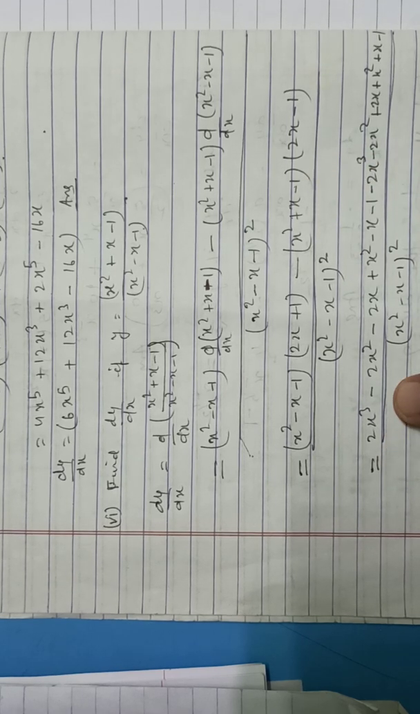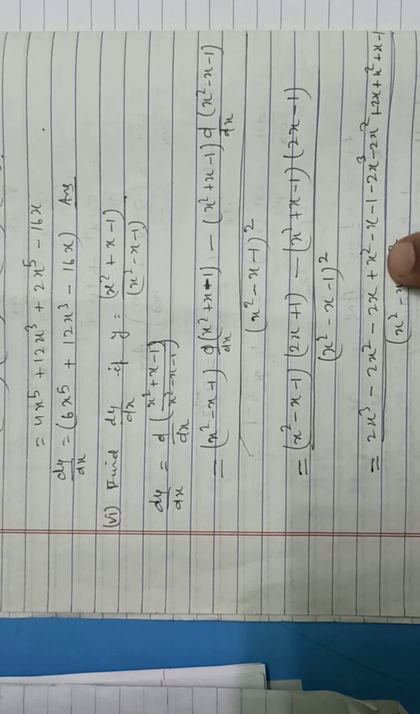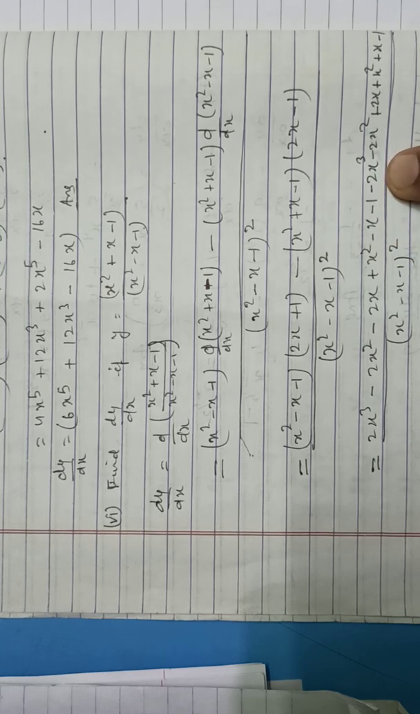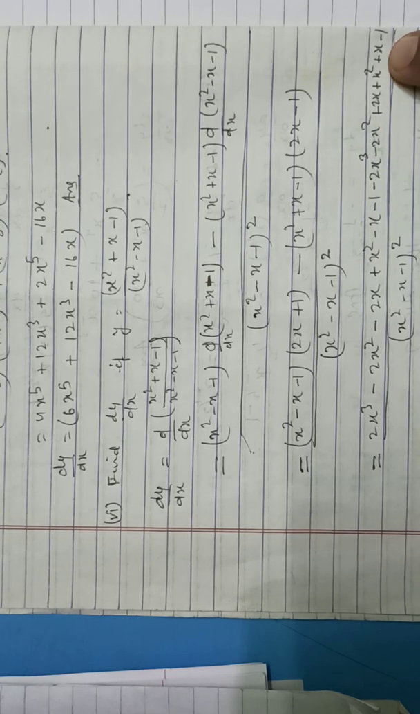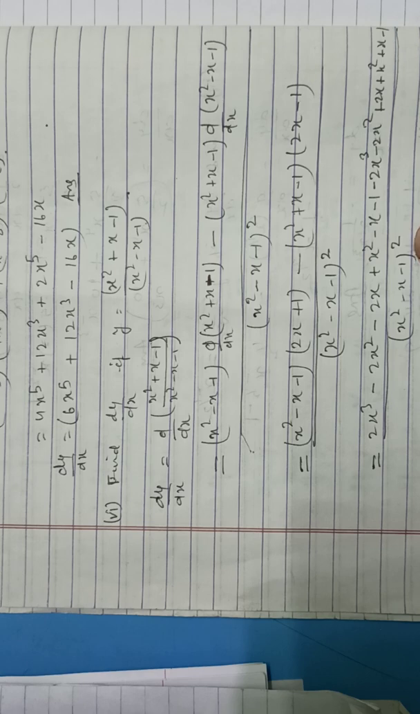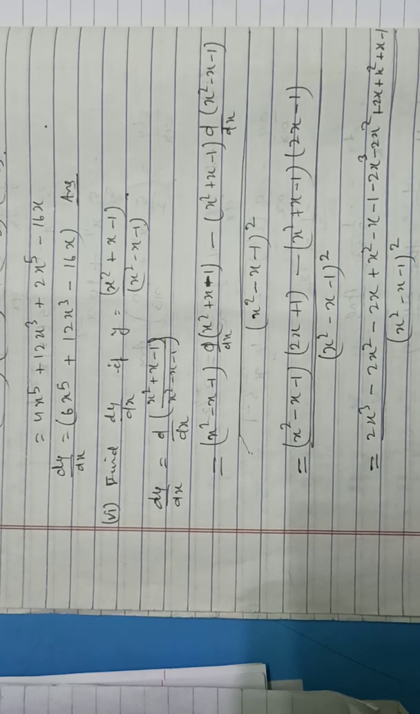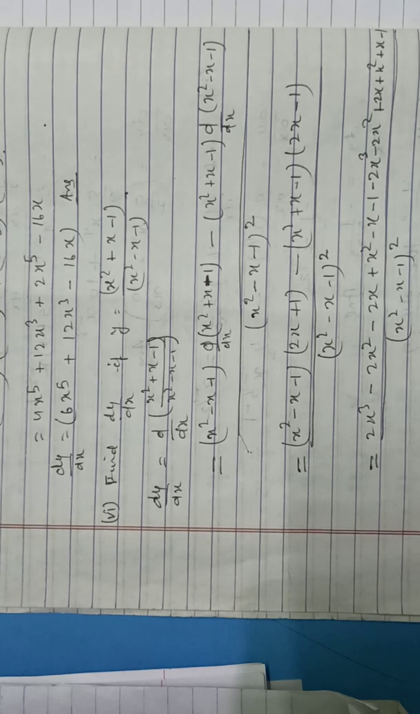By multiplying we get 2x cube minus 2x square minus 2x plus x square minus x minus 1, minus 2x cube minus 2x square plus 2x plus x square plus x minus 1, by (x square minus x minus 1) whole square. Then overall we get minus 2x square minus 2 by (x square minus x minus 1) whole square. Now 2 is taken common, and it is equal to minus 2 (x square plus 1) by (x square minus x minus 1) whole square. This one is your answer.